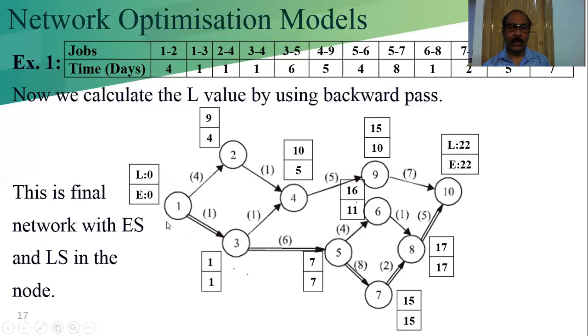Now these calculations we can also show in a table, and the formulas we are using are in the last two or three tables. I already explained how to calculate the E value and L value using the forward pass and backward pass. I am also showing in the table how we can calculate the early start time, early finish time, latest start time and latest finish time, as well as total float, free float and independent float.